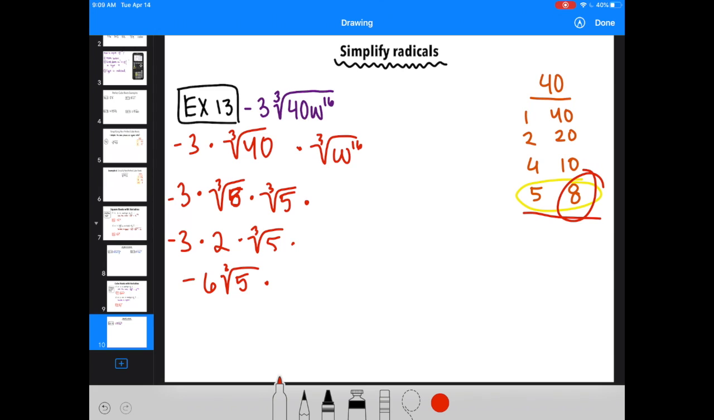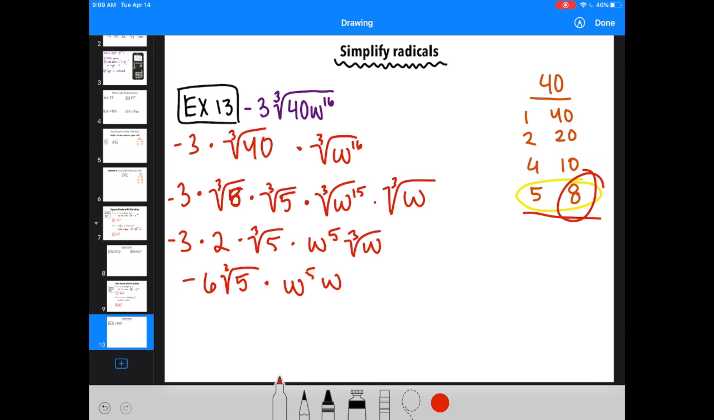Okay, now time to look at my variable. 16 is not divisible by 3. So I have to think, okay, below 16, what is the closest number that's divisible by 3? Well, that's 15. So I'm going to break up this variable into w to the 15 multiplied by the cube root of w. All right, cube root of w to the 15 breaks up because 15 divided by 3 is 5. So I have w to the 5 multiplied by cube root of w.